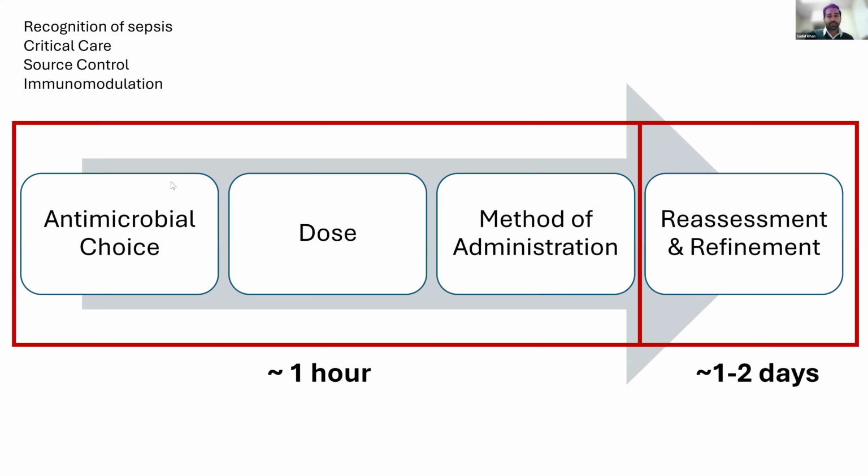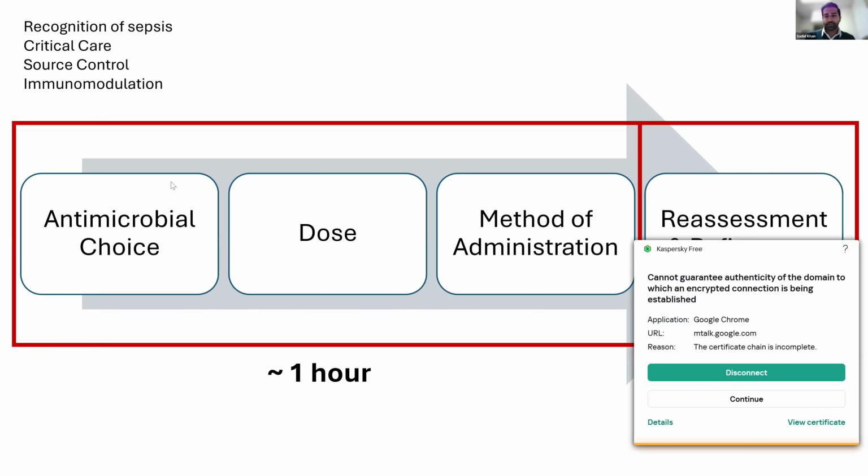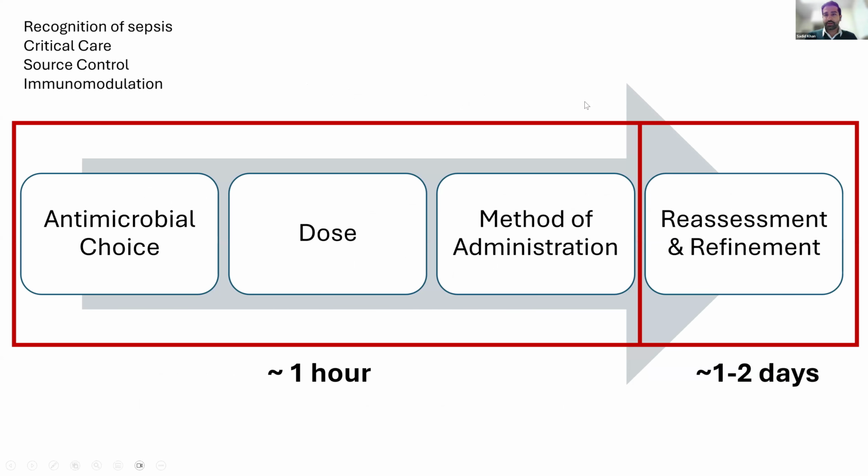This is how I've structured the talk. We'll talk about four main areas in the management of antimicrobials in sepsis: choice, what dose we should use, how we should administer it, and then the thing that we often think about the next day, how to reassess and refine our choice of antimicrobials.